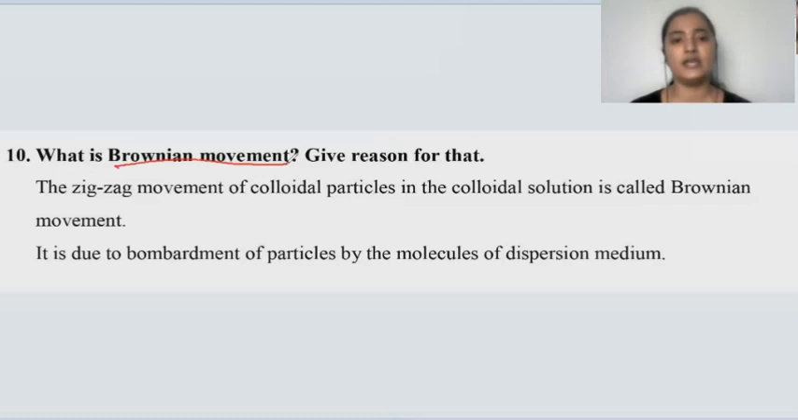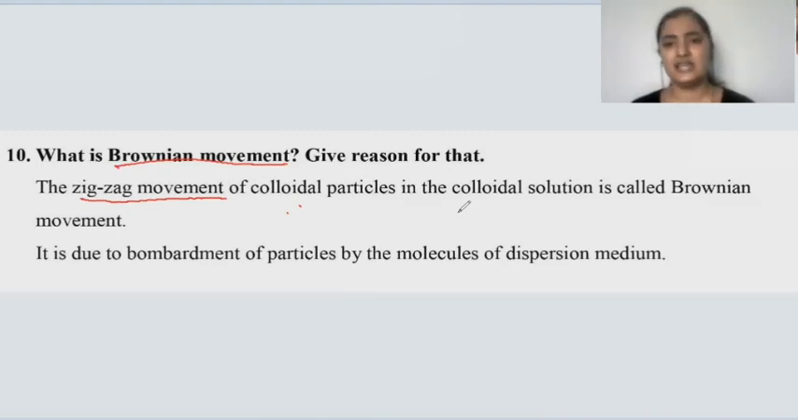Brownian movement, what is it, and what is the reason for it? When you consider a colloidal solution and look at that colloidal solution under a microscope, the colloidal particles are under a constant zigzag motion. The zigzag movement of the colloidal particles of the colloidal solution is what is regarded as the Brownian movement.